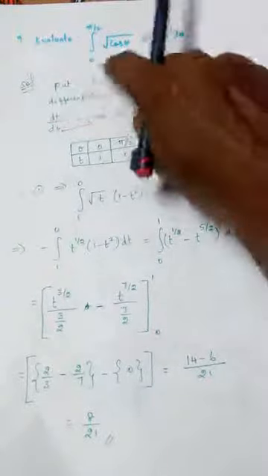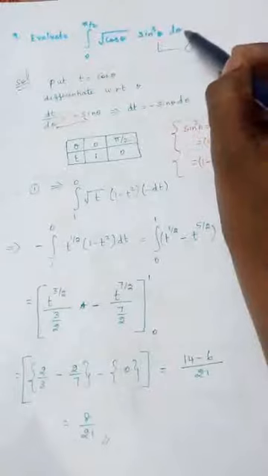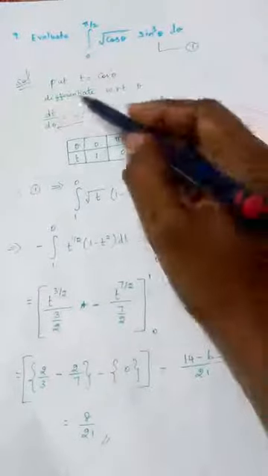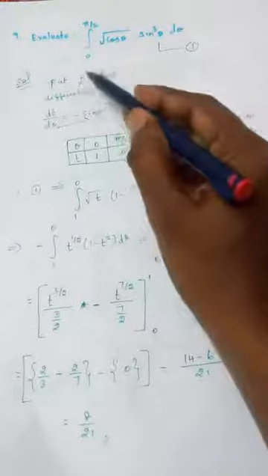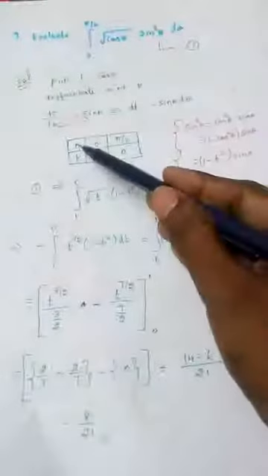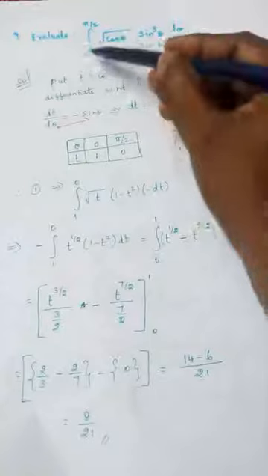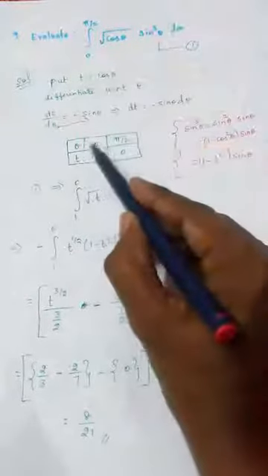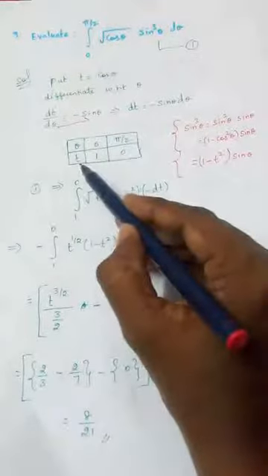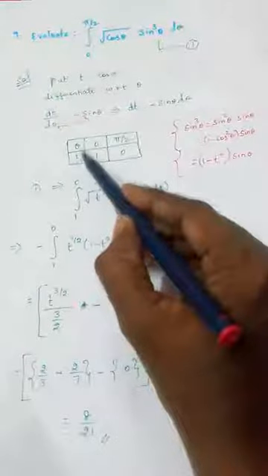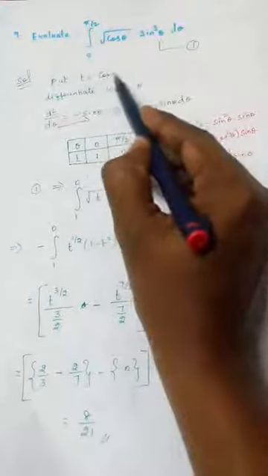Now this 0 to pi by 2 is nothing but the limit of theta. What we are doing is converting everything in terms of t, so the limit should also be converted into t. What is the limit of theta? 0 to pi by 2. We want to find the limit of t. Using this relation we can find it.